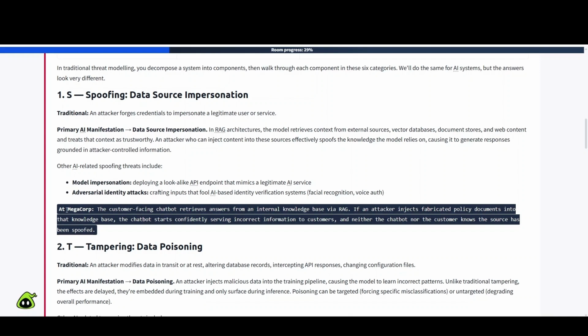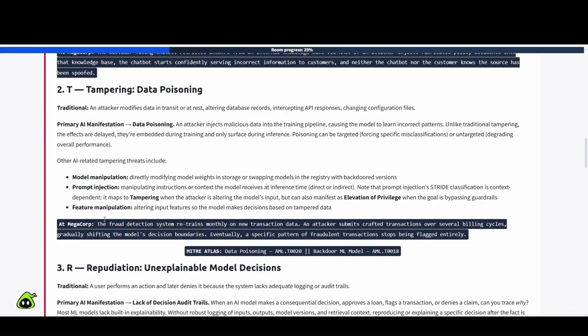At Megacorp, the customer-facing chatbot retrieves answers from an internal knowledge base via RAG. If an attacker injects fabricated policy documents into that knowledge base, the chatbot starts confidently serving incorrect information to customers, and neither the chatbot nor the customer knows the source has been spoofed.